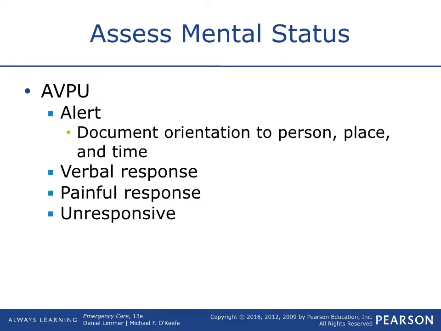So alert, verbal, painful, unresponsive. This will be on the test and this will be on your registry. This is a form of an assessment. Now, when you're past your registry and all that, AVPU is not as important, but it is very important for test purposes. So, alert: document orientation to person, place, and time. AAO times 4, Glasgow of 14 or 15.